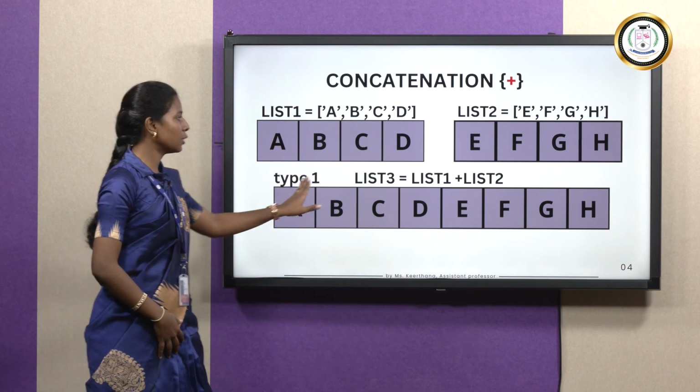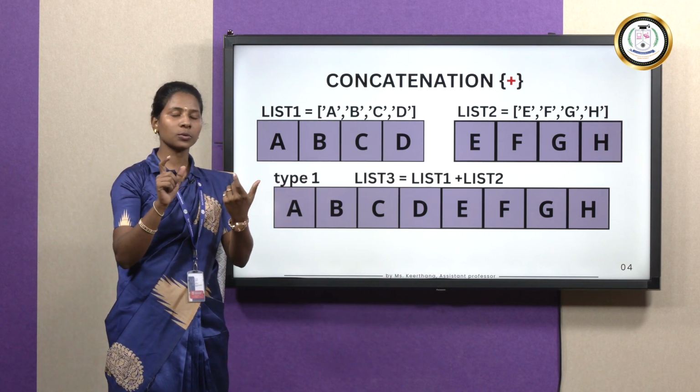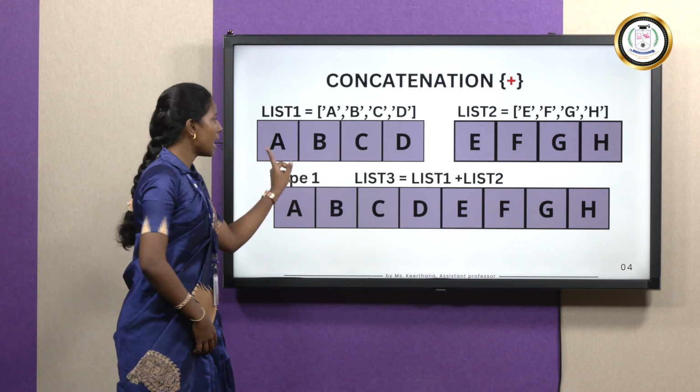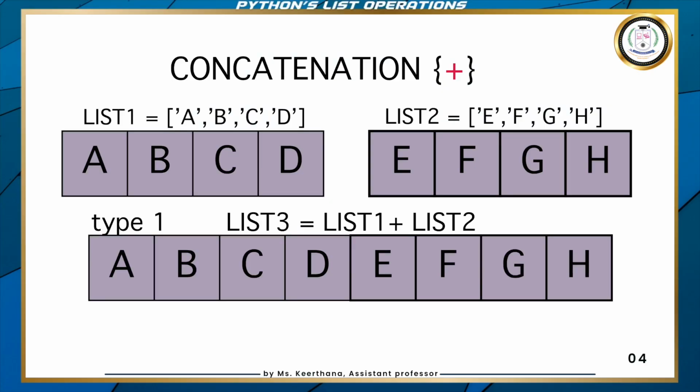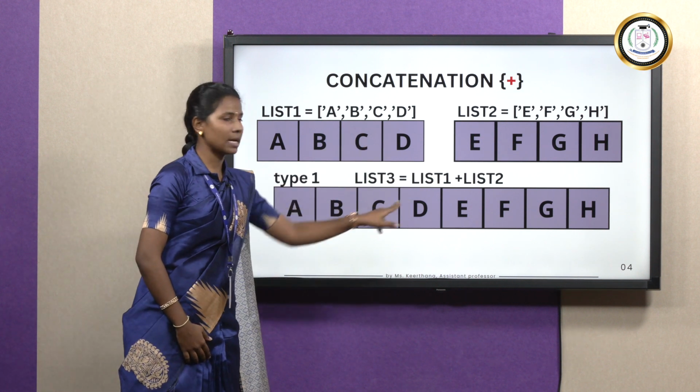I will write list 1 followed by the plus operator, and at the last I am going to add list 2. If I do so, I will get one list formed using list 1 and list 2, which is named list 3. Here you can see first the list 1 elements appearing, followed by the list 2 elements.